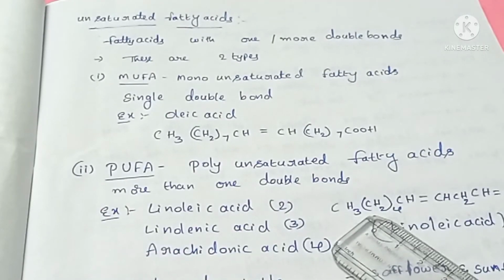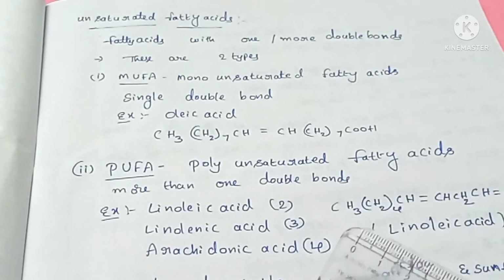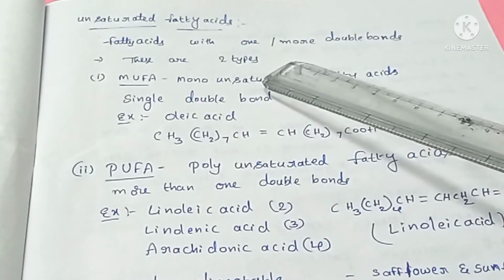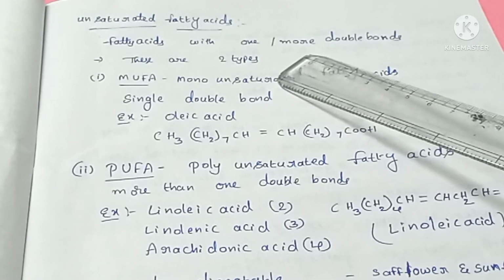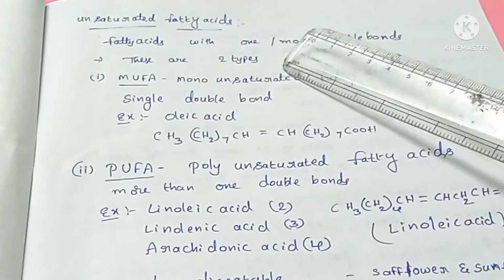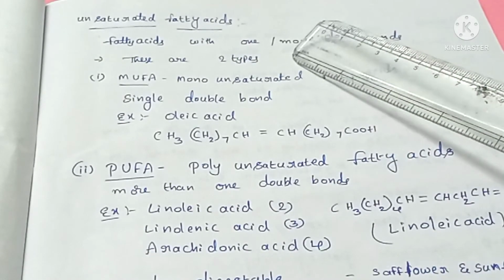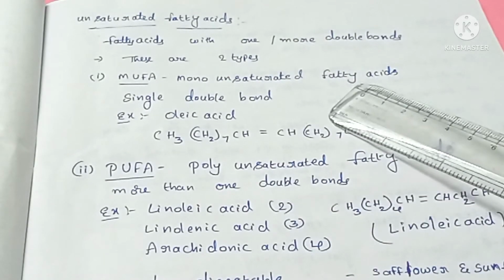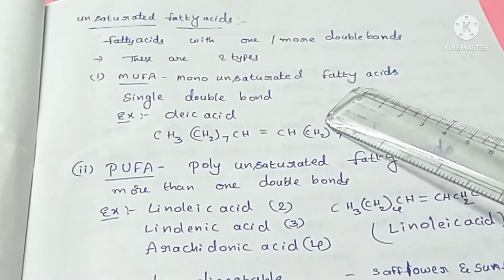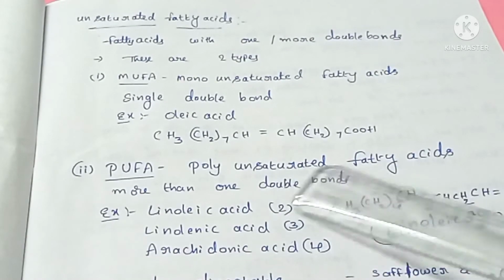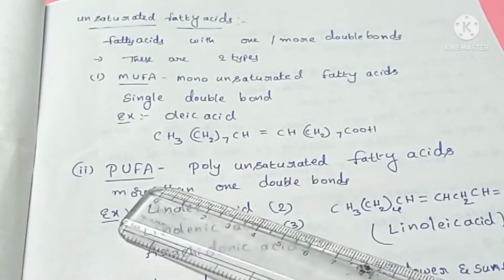So what are unsaturated fatty acids? They consist of 1 or more double bonds. It may consist of 1 or 2 or 3, any number. So 1 or more double bonds are present. They are called unsaturated fatty acids. Again, these unsaturated fatty acids are of 2 types. They are monounsaturated fatty acids, in short MUFA, and polyunsaturated fatty acids, in short PUFA.